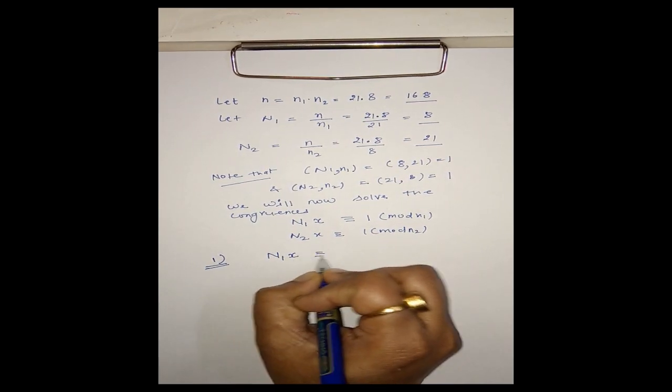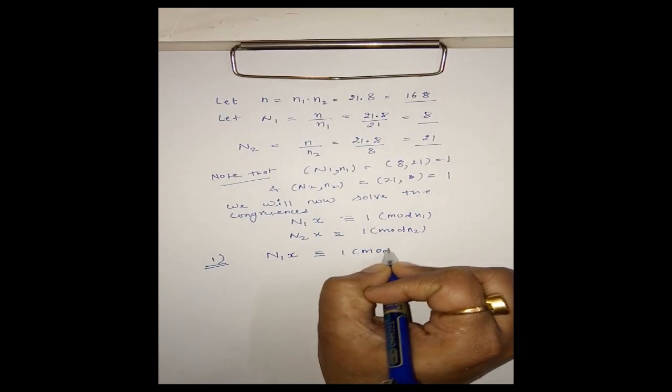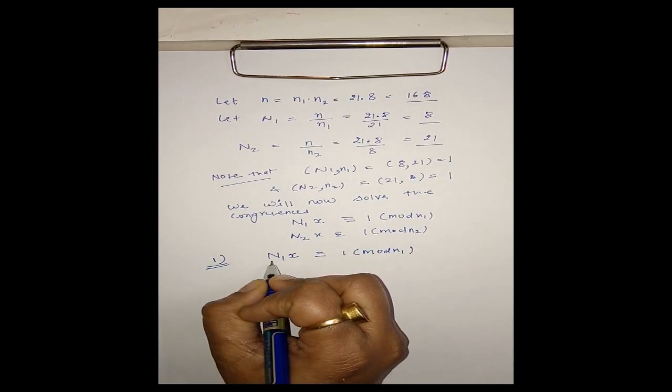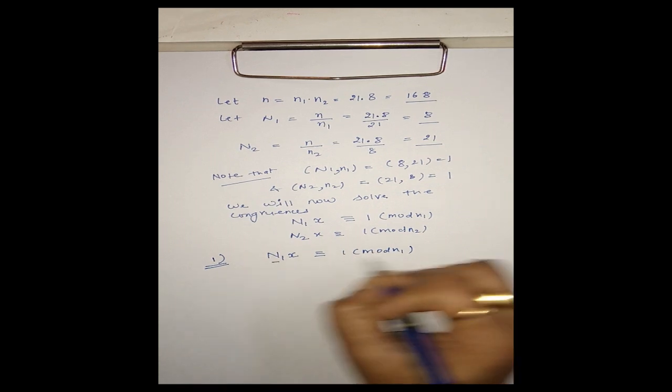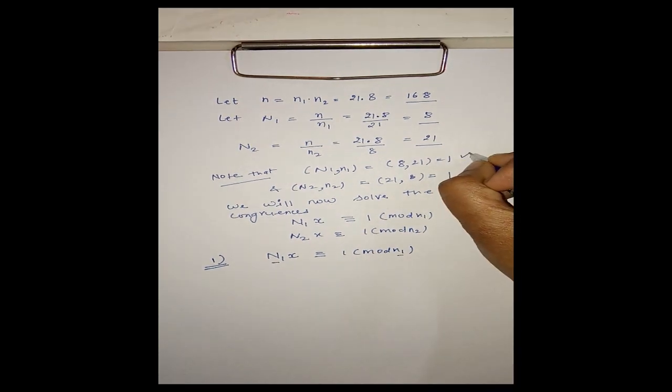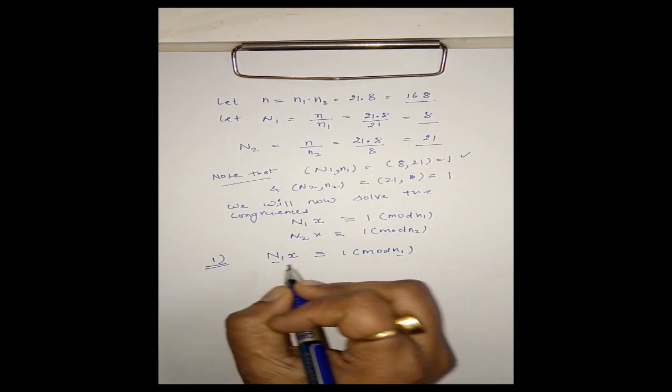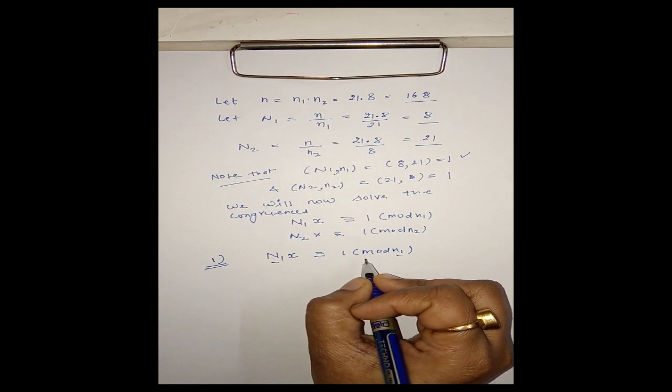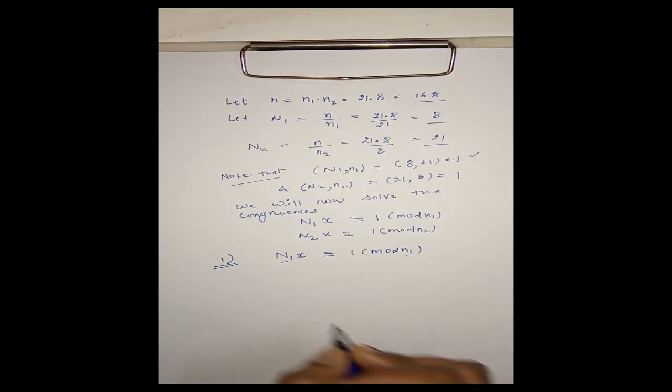N1x is congruent to 1 modulo n1. Now the GCD of capital N1 and small n1 is 1. Therefore, this congruence has a unique solution modulo n1. Clear?